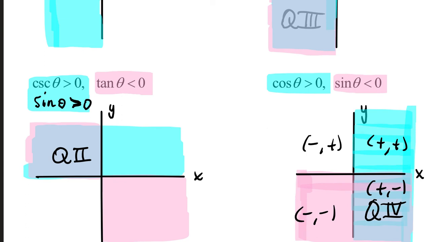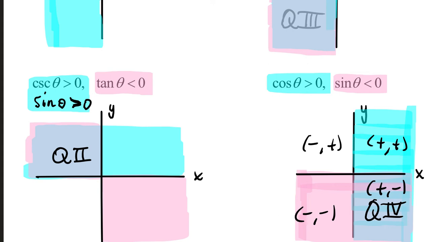The problem in the lower left of your screen: cosecant is positive because that's sine flipped over. Sine is also positive. Sine is dependent on the y values, or y coordinates. Those are positive in the top two quadrants. Tangent is negative. Now let's think about that. Tangent is y over x.